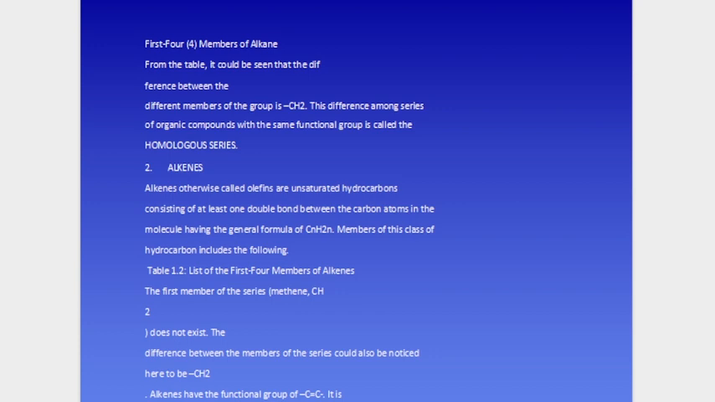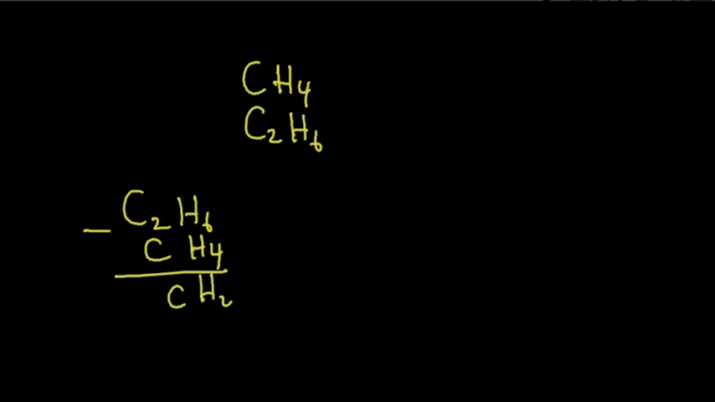So, having said that, let's consider the next homologous series, which is alkenes. Alkenes, otherwise called olefins, are unsaturated hydrocarbons. The implication is that they either have double bonds or triple bonds, but in the case of alkenes, they have double bonds. The general molecular formula for an alkene is given as CnH2n. So I can use this general molecular formula to determine the members of this homologous series quite easily. Take for instance, I tell you, what is the molecular formula of an alkene that has 4 carbon atoms? That's simply going to be CnH2n, being the general molecular formula for alkenes.